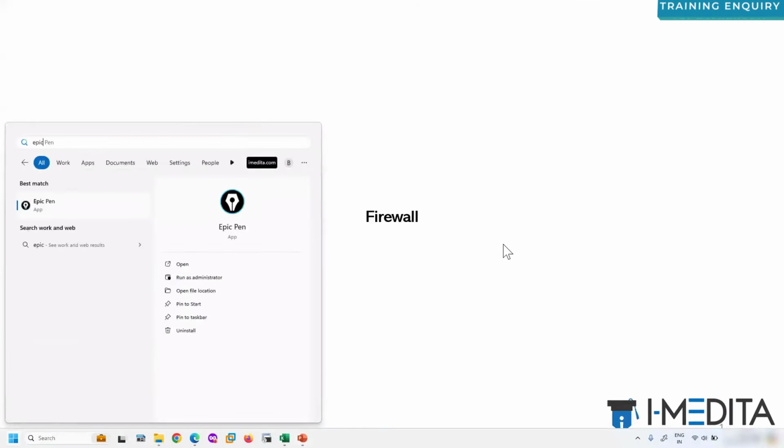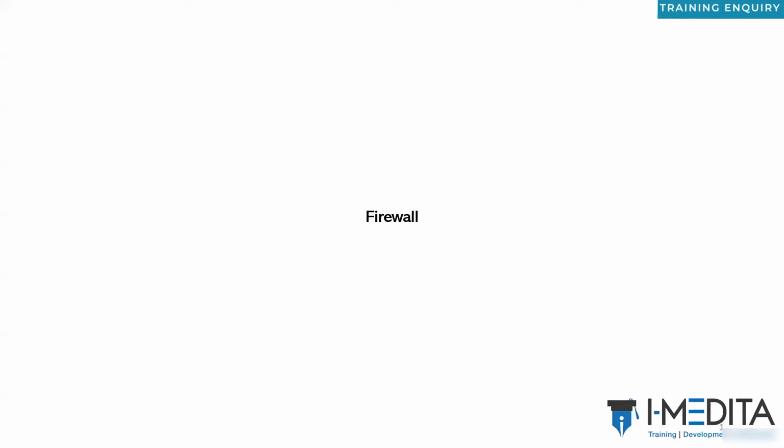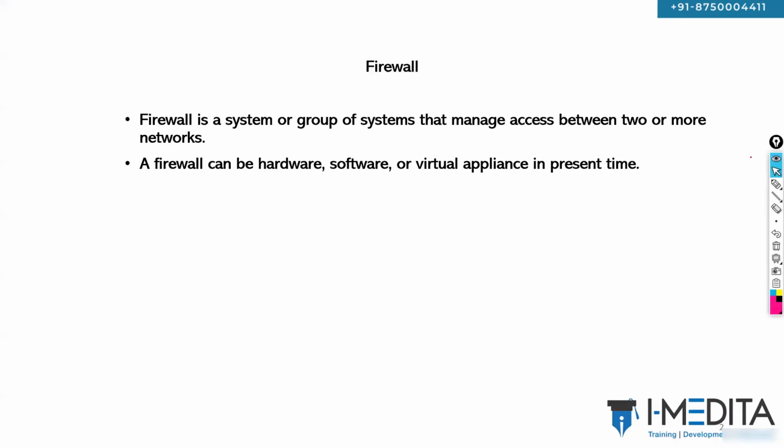We are here for Palo Alto Firewall. Palo Alto Firewall is a next generation firewall. And before understanding next generation firewall, we should have an idea about what a firewall is. Okay, so let's understand it with the help of a diagram first.